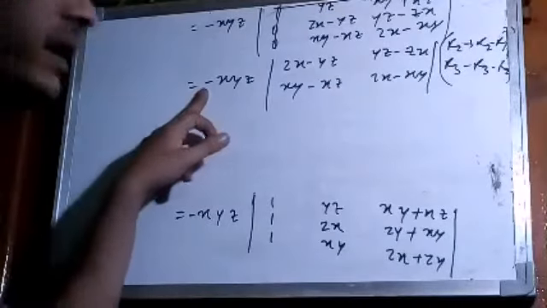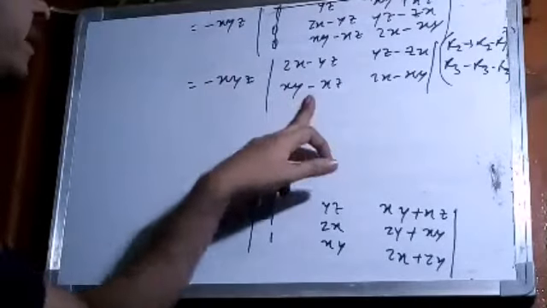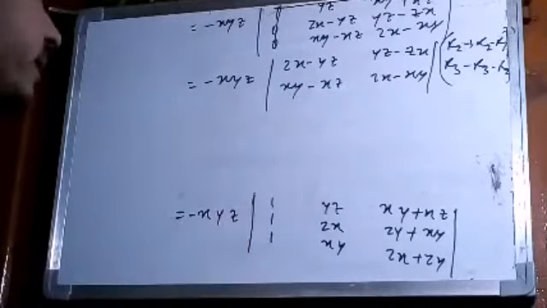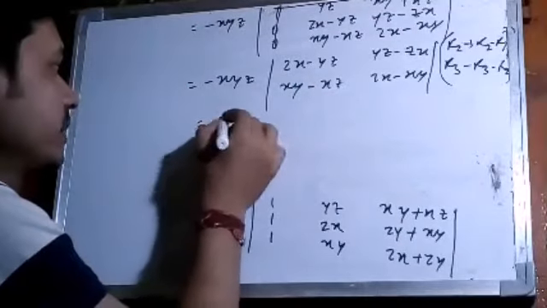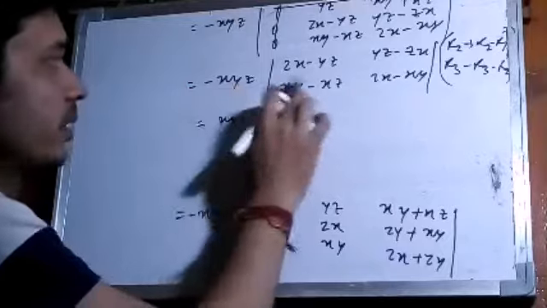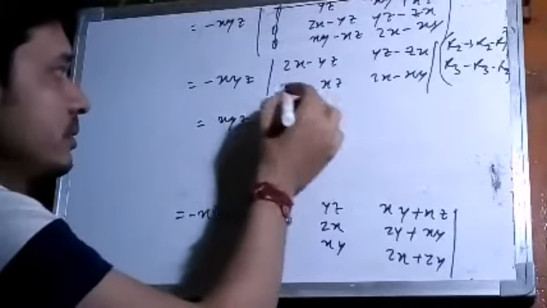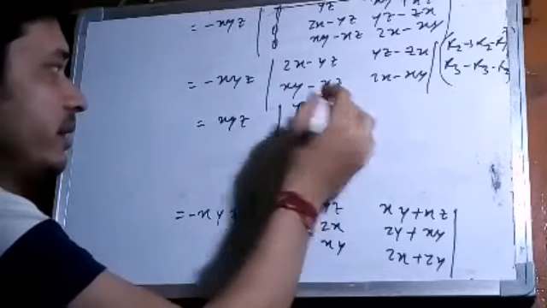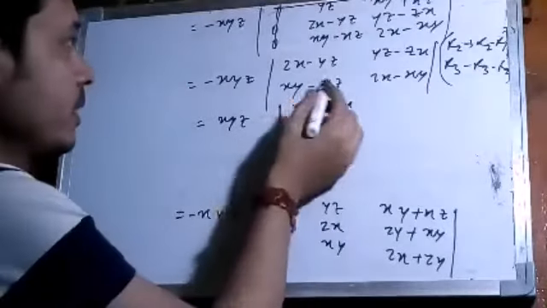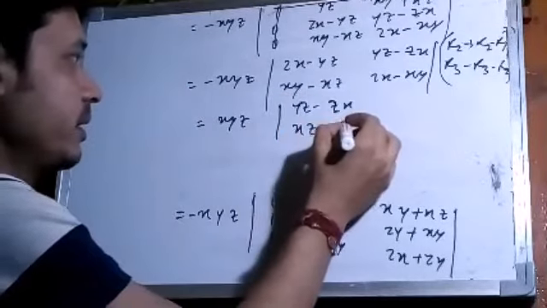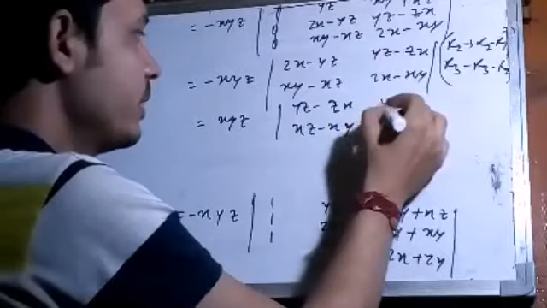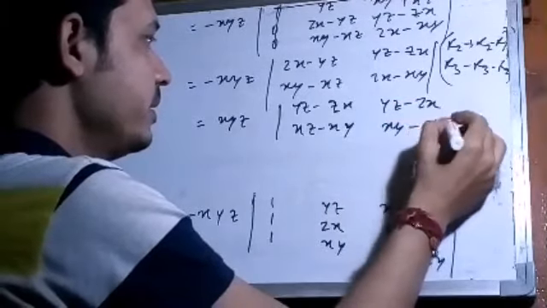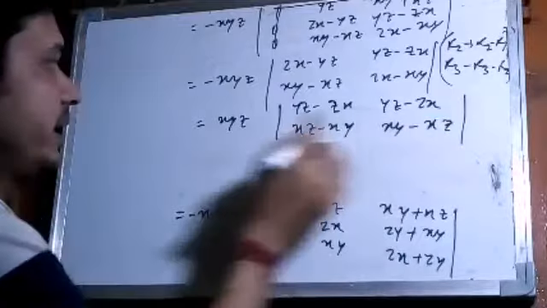Now we will use the minus sign. We will multiply either the first column or the second column by minus 1. So we are going to multiply this first column by minus 1. So zx minus yz will become yz minus zx, as we are multiplying by minus 1. This one will become xz minus xy, and this one is yz minus zx, and this one is xy minus xz. Now we can see these two columns are identical.